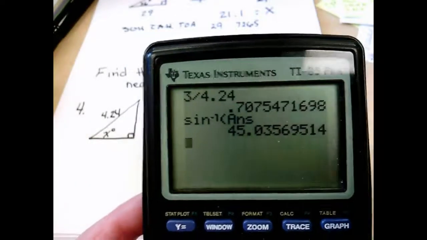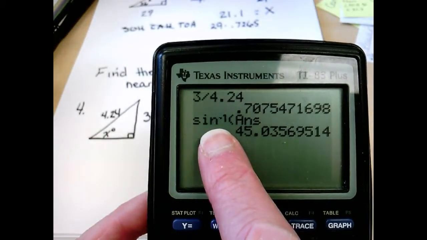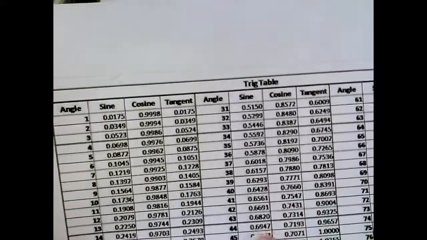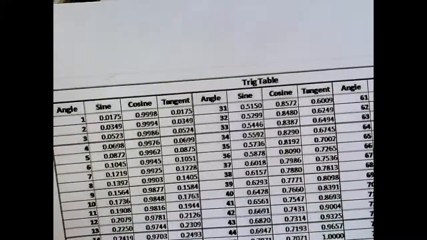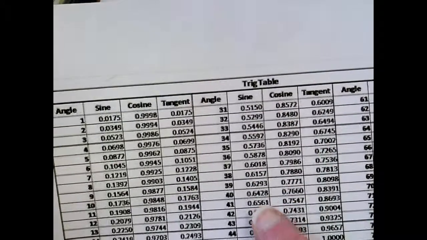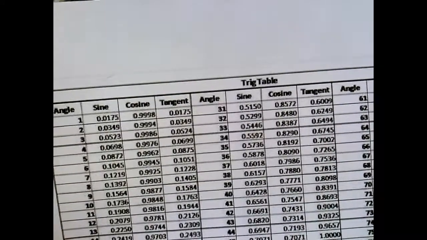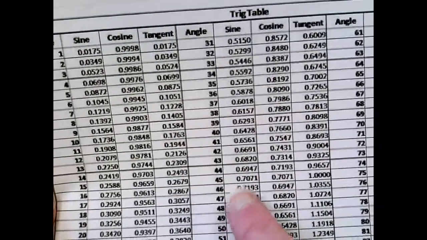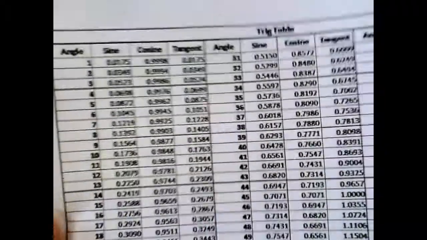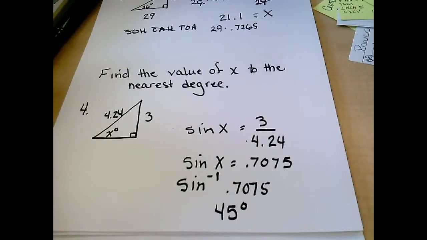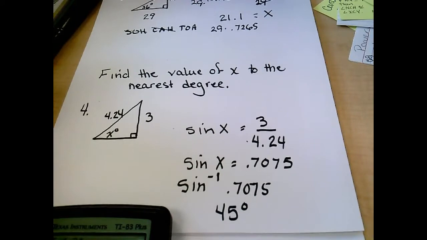If you didn't have this inverse sine function, you would have to take your chart, search it until you find 0.707 for your sine, and it is right there at 45 degrees. So either way, you can still find it. It works so much easier and faster if you use the scientific calculator to solve it.